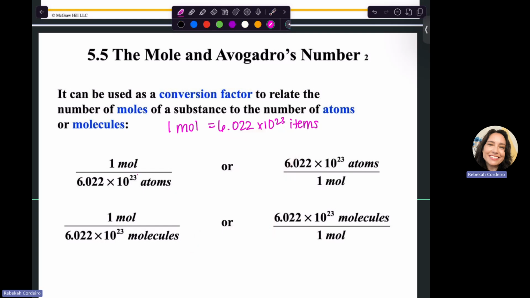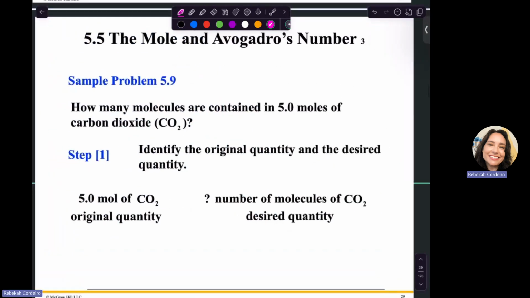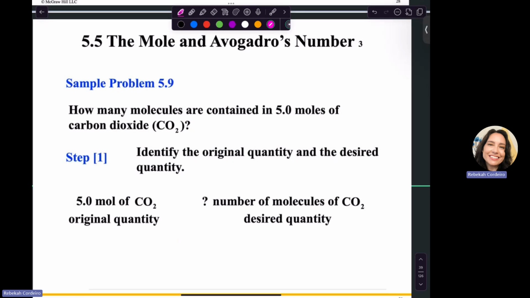Make sure that when you're using Avogadro's number, you're putting parentheses around your number in your calculator, or you're using the EE or EXP button in your calculator correctly. But if you're typing in times 10 up 23, make sure you use parentheses in your calculation. So let's look at a sample problem. How many molecules are in 5.0 moles of carbon dioxide? So pause the video and see if you can work this out. I'll go through it when you're back.